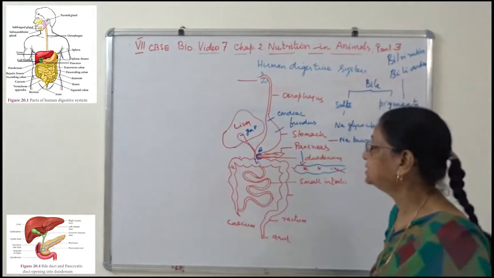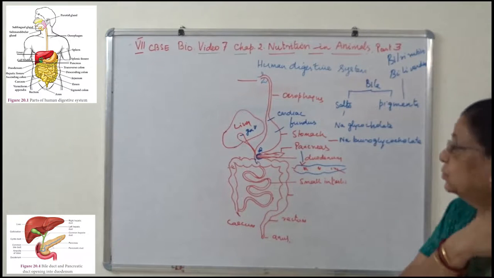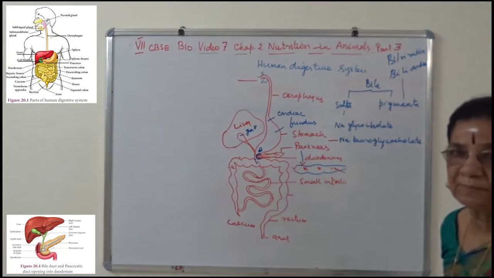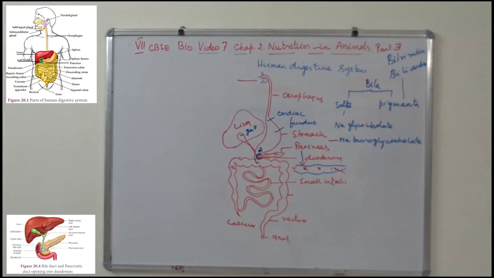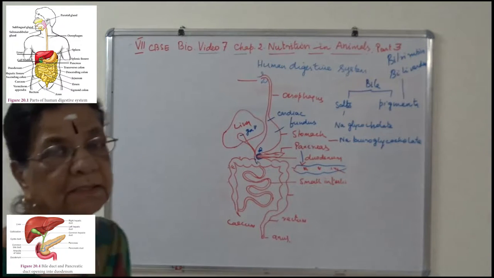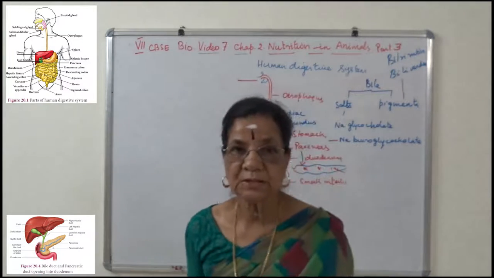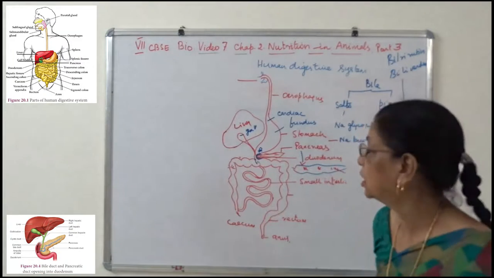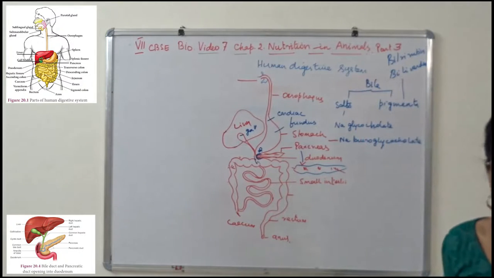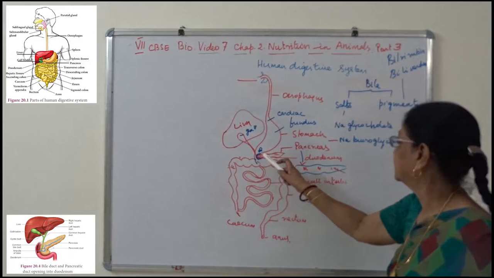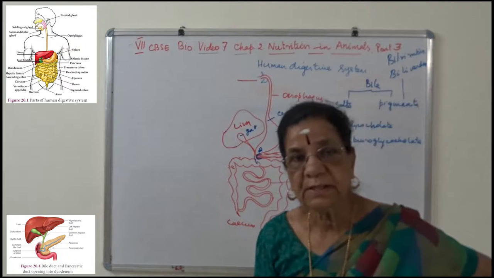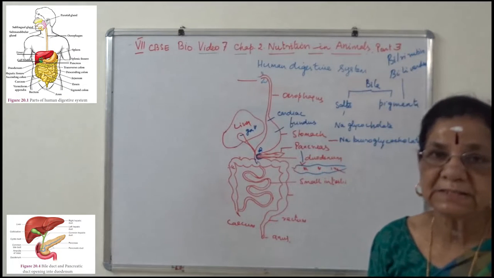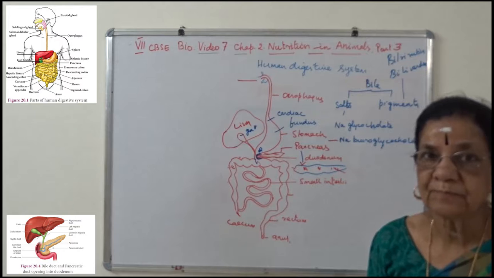And then that bolus reaches the stomach. This stomach is formed of the anterior cardiac region, because it is towards the heart. So that region is called cardiac region, and the posterior portion is called pyloric region. This portion is pyloric region, and the body of the stomach is called fundus. I am just recollecting.